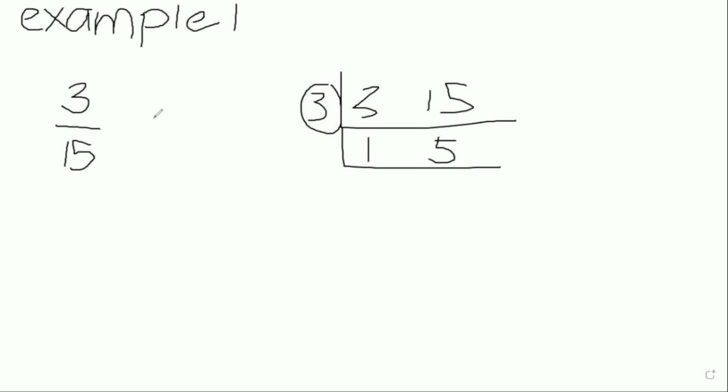Since this is the GCF, we have to divide it to both the numerator and denominator. So 3 divided by 3 is 1, and 15 divided by 3 is 5. Therefore, the lowest term of 3/15 is 1/5.